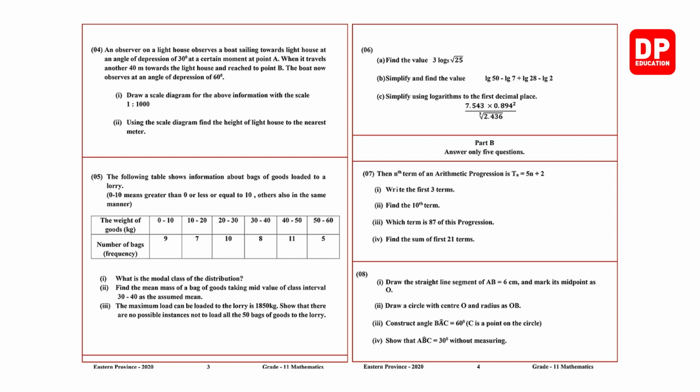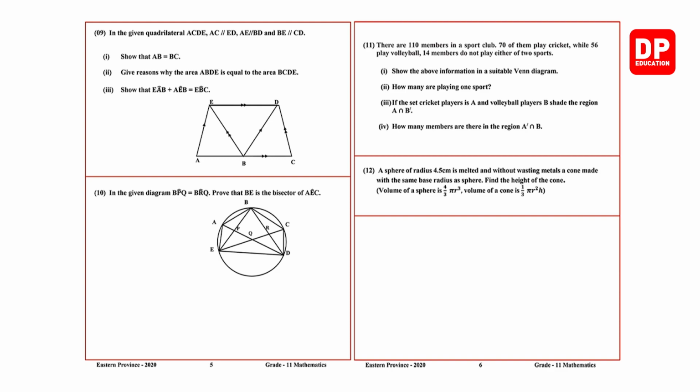Question number 7 is a progression question. And then question number 8 is about constructions. Then question numbers 9 and 10 are both proof questions. One is circle theorems. And then question number 11 is a sets question, and question number 12 is a volume question.